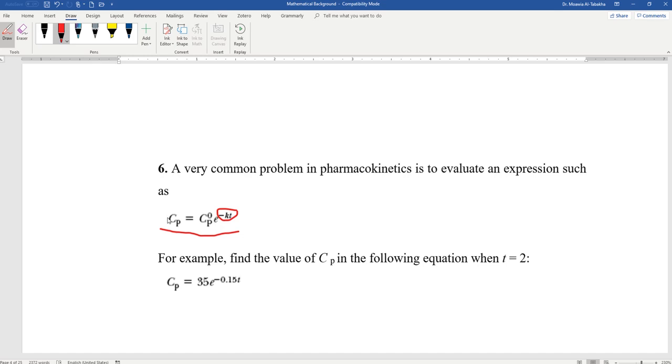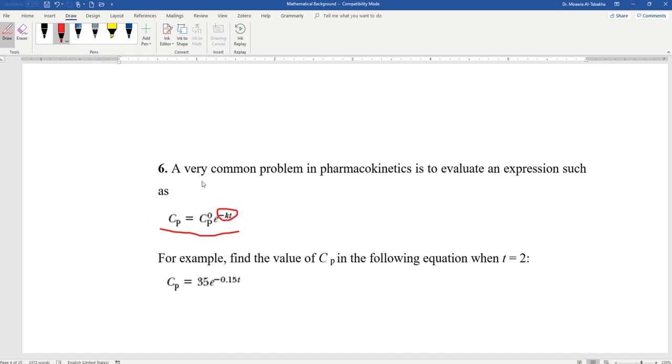Will be equal to the concentration of the drug at zero time, in the plasma at zero time. That is, what is the concentration at zero time? Multiplied by e to the power of minus KEL times T. T here is time. KEL, later you will know that we call it the elimination rate constant. This equation is a mono-exponential equation because we have one term that has an exponent.